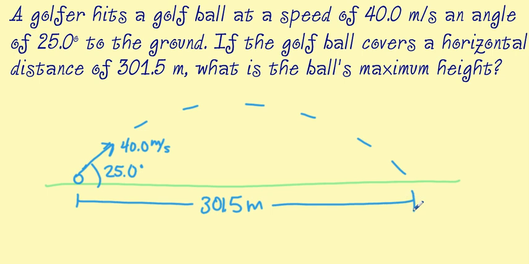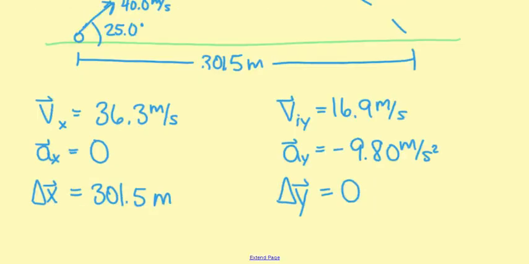Now we're going to list our givens. Right now I'd like you to pause the video, list the givens for yourself, and then unpause it so you can figure out if you got them all. The very first thing you should have done is split your initial velocity into its x and y components. If you did this correctly, you would have gotten 36.3 meters per second for the x component and 16.9 meters per second for the y component.